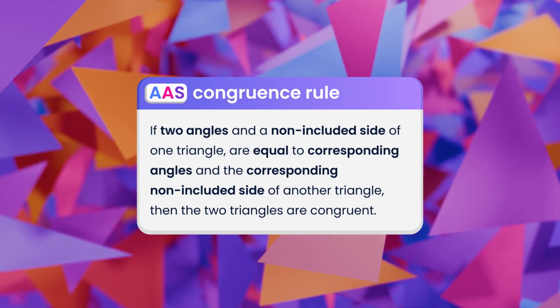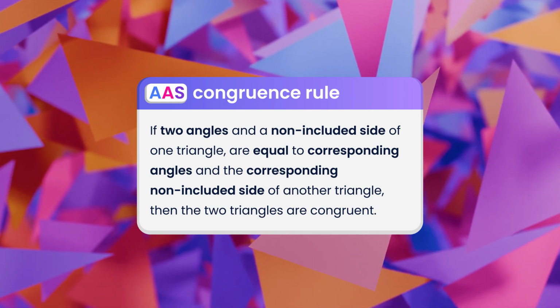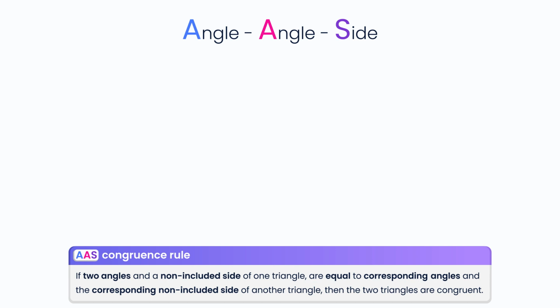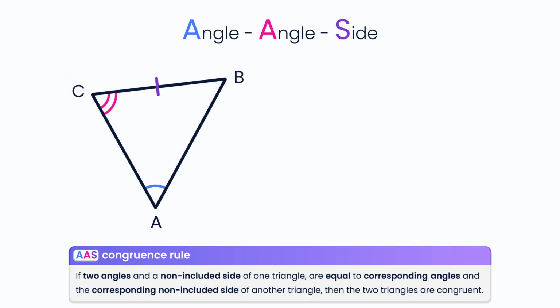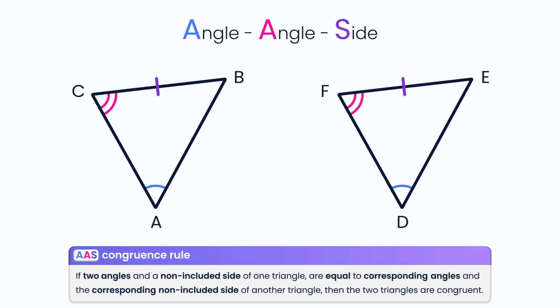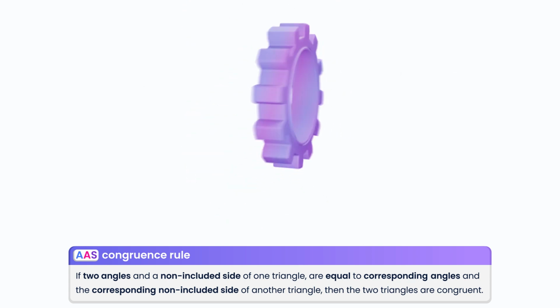Let's place the AAS congruence rule in one of our rule boxes and save it for later. Take a look at triangle ABC and triangle DEF. If you know that angle A equals angle D and angle C equals angle F, while side BC equals side EF, then you know that the two triangles are congruent. But how do you know that the two equal corresponding angles and an equal non-included side is sufficient to determine congruence? Let's take a look at an example.